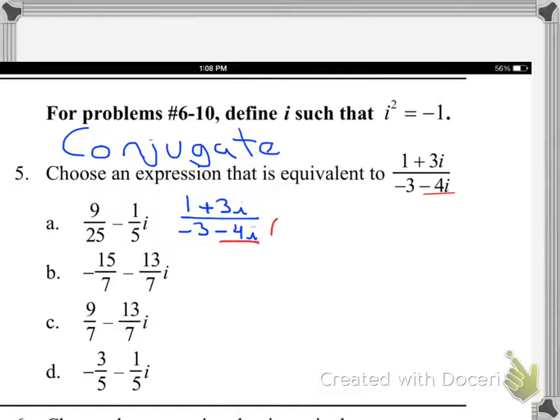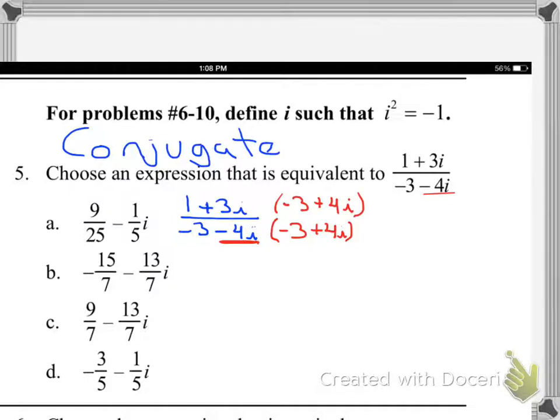We're going to multiply the denominator by negative 3, and the negative 4i becomes a positive 4i. So notice that the only thing that we change is the imaginary. The negative 3 stays negative. If it was positive, then that would stay positive as well. And we're going to do the same thing on the numerator. So therefore, we're going to multiply by negative 3 plus 4i.